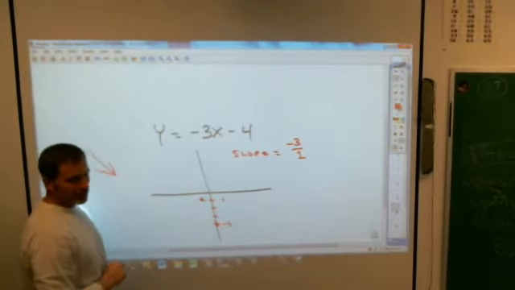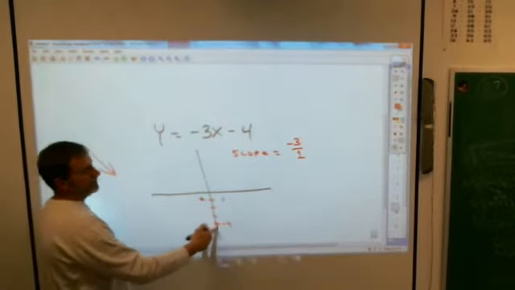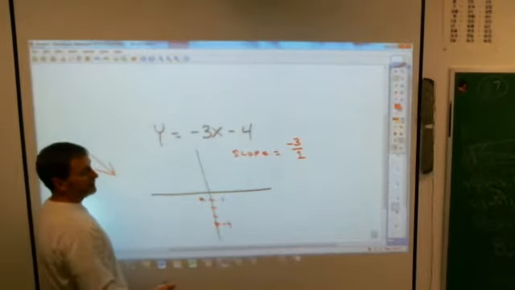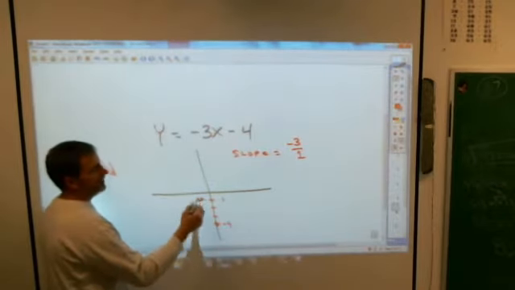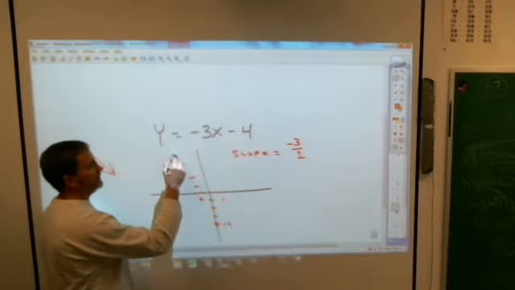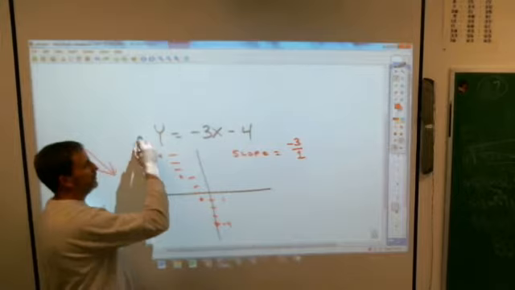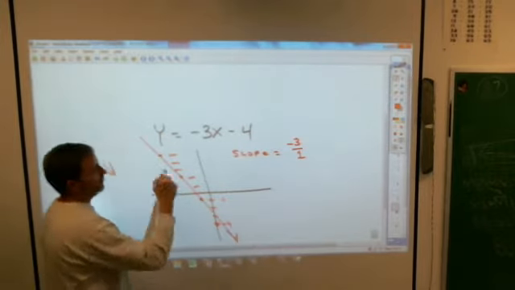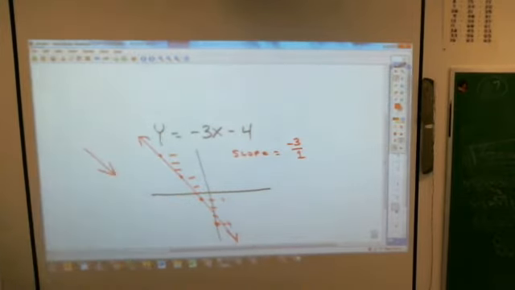If you want to be real concise, you can keep using your slope to get a whole bunch more points. In other words, I went up 3 over 1 here, I can go up 3 again over 1 and get another point, up 3 again and over 1 and get another point, and then you have a whole line of points that gives you that graph.